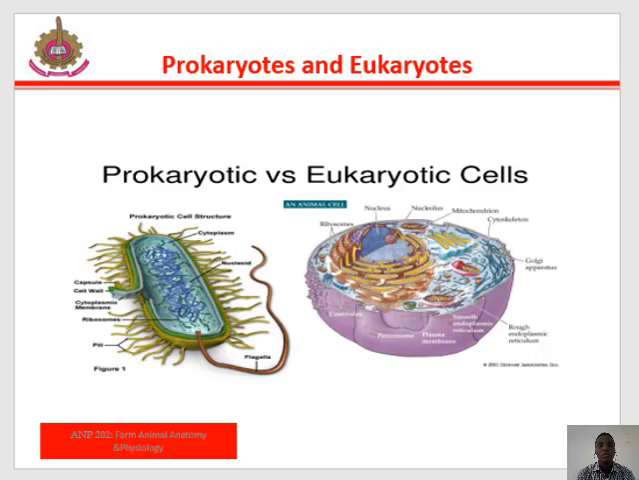Prokaryotes and eukaryotes. The slide displays images of prokaryotic and eukaryotic cells. Cytologists recognize two basic types of cells: eukaryotic and prokaryotic cells. Organisms which do not possess a well-formed nucleus are referred to as prokaryotes, such as bacteria, and all other organisms that possess a well-defined nucleus covered by a nuclear membrane are called eukaryotes.